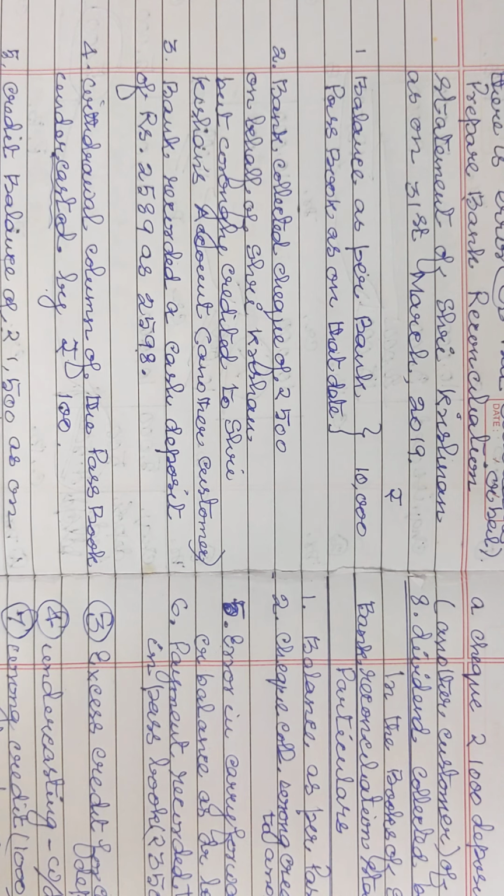Bank collected a check of rupees 500 on behalf of Sri Krishnan. This is the business of Sri Krishnan, and we are preparing the bank reconciliation of Sri Krishnan, so you have to remember that also. And one more thing, we are going from passbook to cash book. You have to keep in mind always the target book. In the targeted book, that is the cash book here, we have to enter those effects only in this reconciliation.